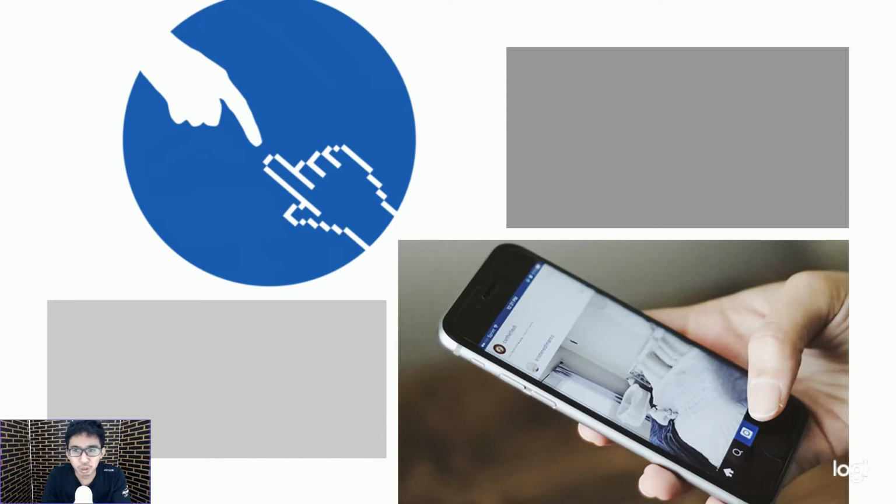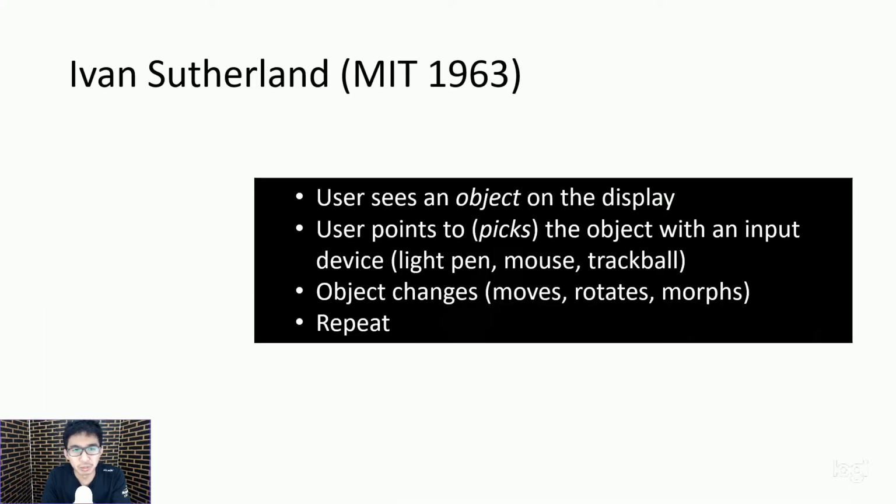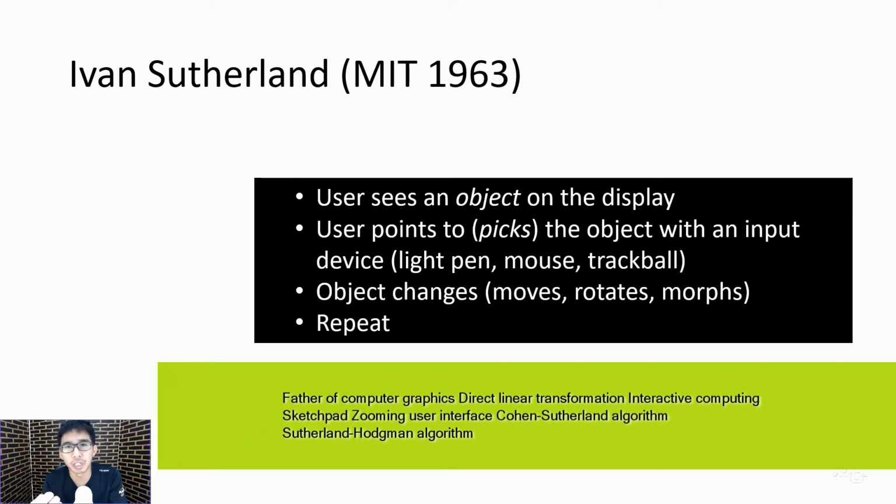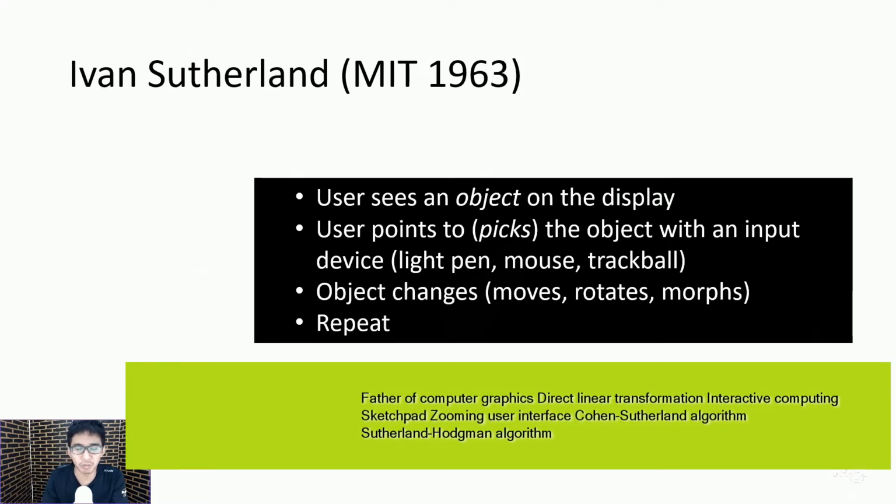So let me introduce the Ivan research, which points out that the user sees an object on display. For example, we see an icon on our desktop, so we click it. When the user clicks the app, or touches the touch screen on a smartphone, the object changes, as if it is ready to be opened, and this repeats with other applications.